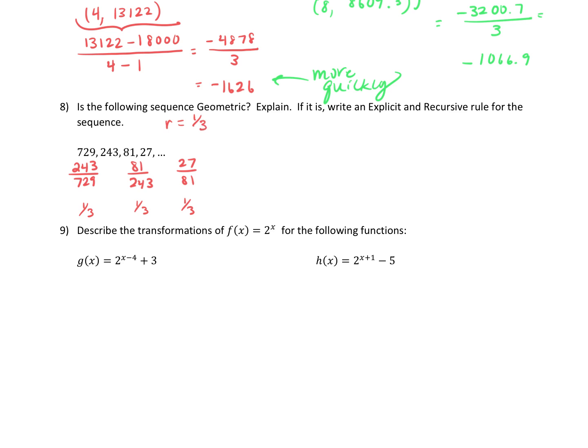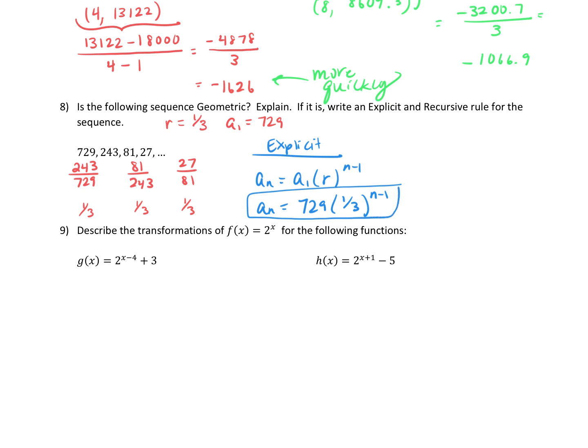This is geometric. In order to write any rules for these, we want our common ratio identified and the first term. So the first term is 729. All right, so the explicit formula, here's what the form looks like. AN equals A1 times R to the n minus 1 power. So really, all we're doing is substituting in A1 is 729 times R is 1/3 to the n minus 1 power. That's all we can do.